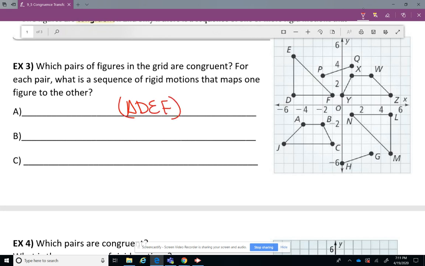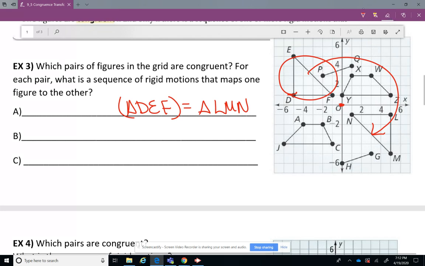Triangle DEF is going to end up being triangle... Now, this is 4 and this is 4. This is 4 and this is 4. Okay, so DEF is going to be LMN, triangle LMN. All right, now let's see how we can map one onto the other. What we could do is rotate it, right? We could take DEF and rotate it 180 degrees about the origin, and we would end up with triangle LMN.